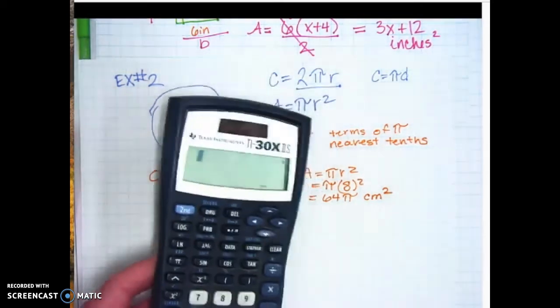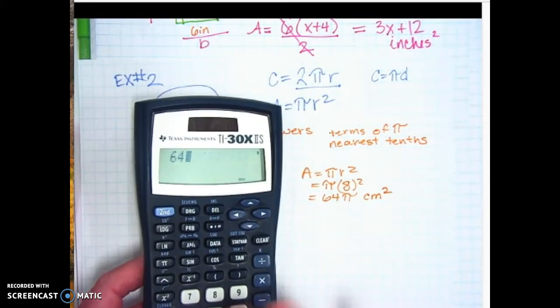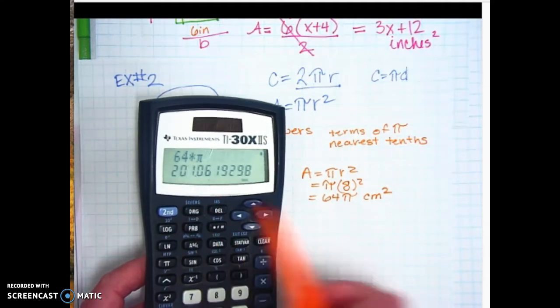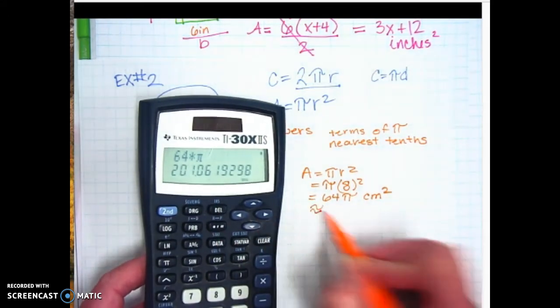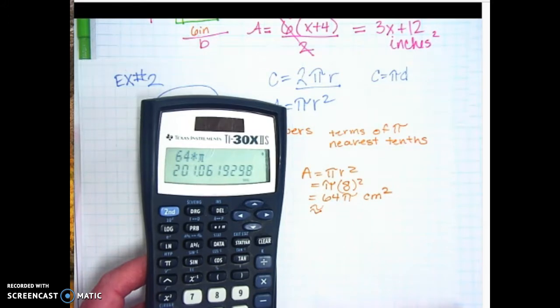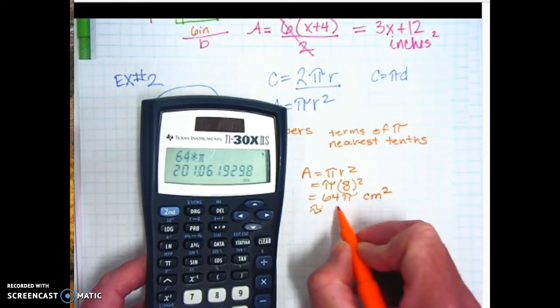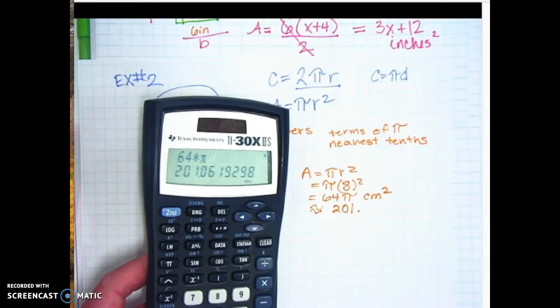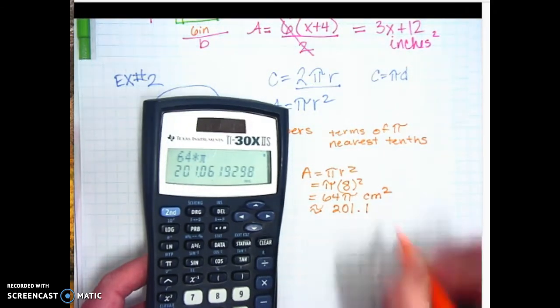Now we're going to punch it into the calculator. So this time I'm going to go 64 times the pi button, hit the equal sign, change it to wavy, because I'm going to definitely round. In front of the decimal, I have 201, so that never changes. After the decimal, I have a 0, so it's either going to stay a 0 or round up to a 1. Is it going to stay or round up? Round up, so it's going to go to a 1.